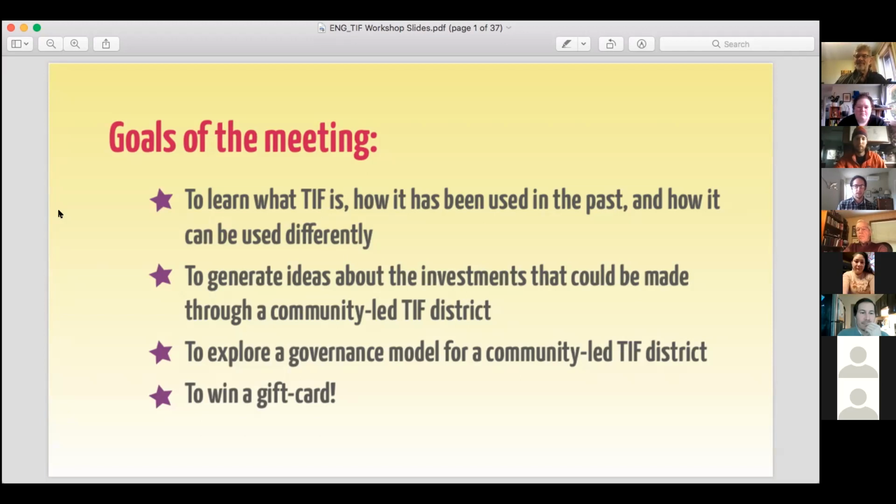We're also going to talk about some of the ideas of investments that could be made through a community-led TIF district in Cully. Also talk about ideas for how that district might be governed for as long as it exists, which could be 20 years or so.